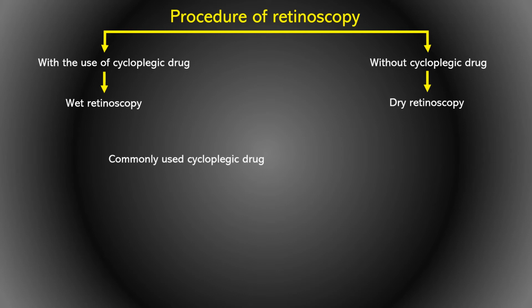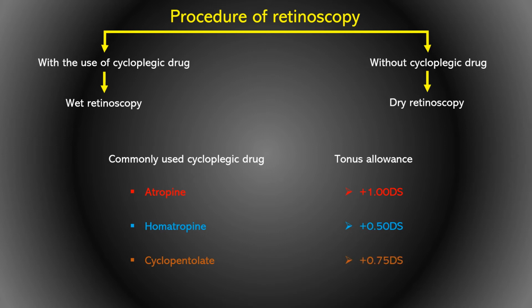For now, I'll tell you only the commonly used cycloplegics and the amount of tonus allowance for each. Commonly used cycloplegics are atropine, homatropine and cyclopentolate. You will see tropicamide and phenylephrine also, but let me clarify, tropicamide and phenylephrine are used only as mydriatics, not as cycloplegics. The tonus allowance is +1 for atropine, +0.5 diopter for homatropine and +0.75 for cyclopentolate.